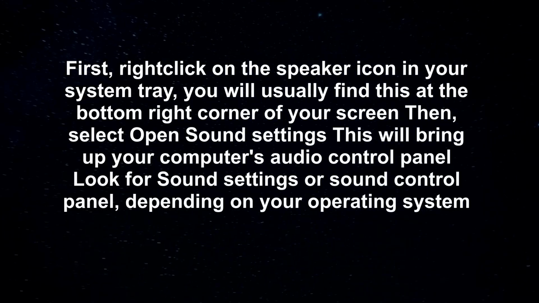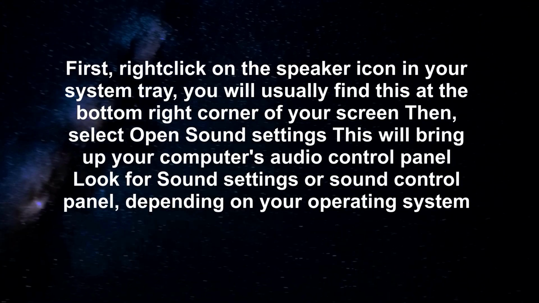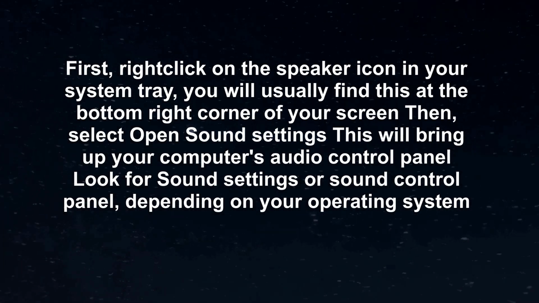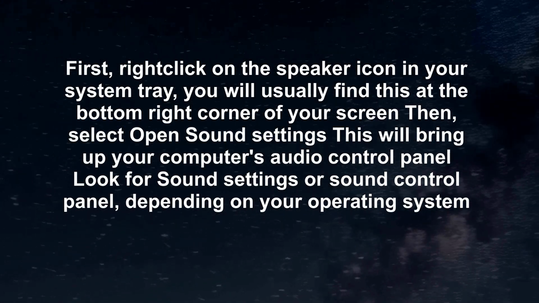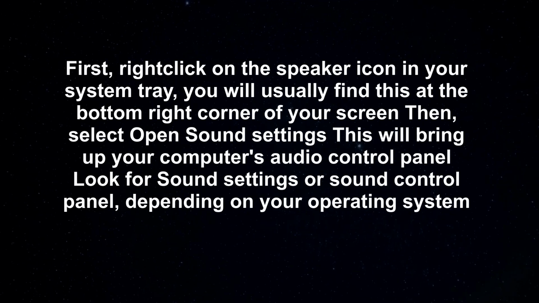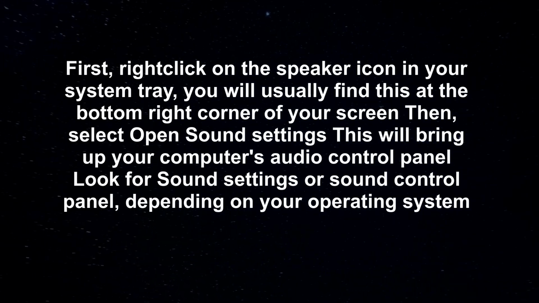First, right-click on the speaker icon in your system tray. You will usually find this at the bottom right corner of your screen. Select Open Sound Settings. This will bring up your computer's audio control panel. Look for Sound Settings or Sound Control Panel, depending on your operating system.